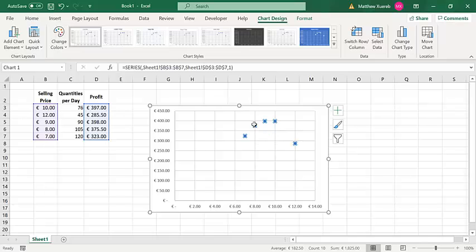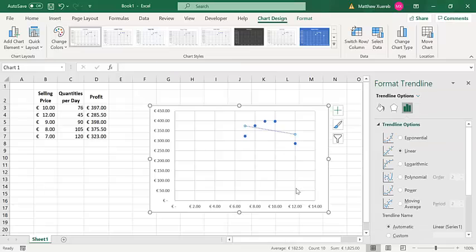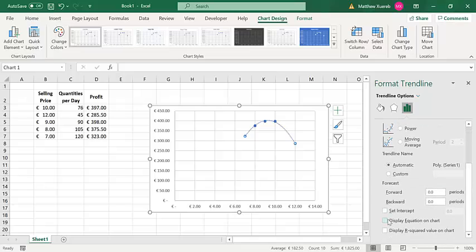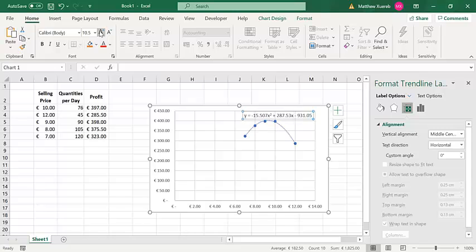And I am going to add the trend line and the equation of this chart. To add the trend line, click on one of the nodes, right click and click on Add Trend Line. By default, the trend line is linear, but we know that in this case it is a quadratic function, so we should choose polynomial order 2. And I am going to choose the option Display Equation on Chart. So this is the equation of our trend line.